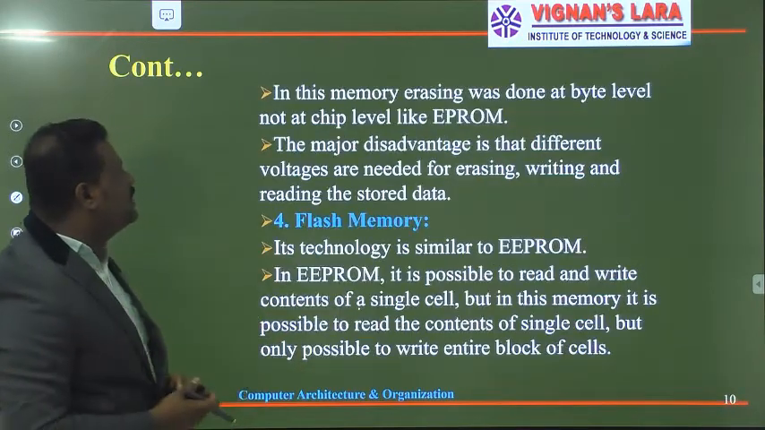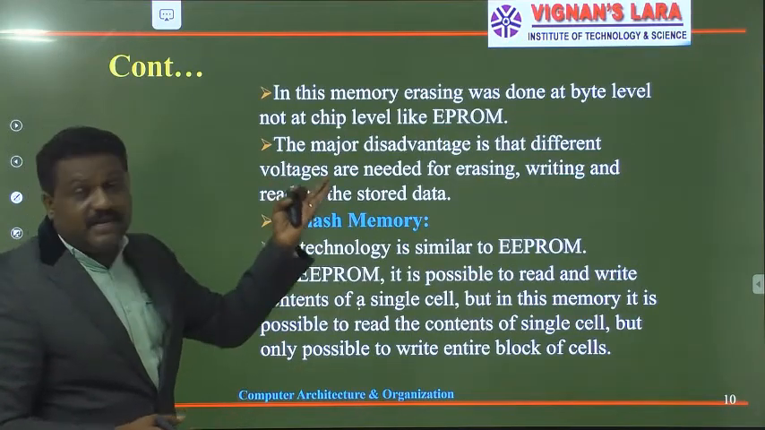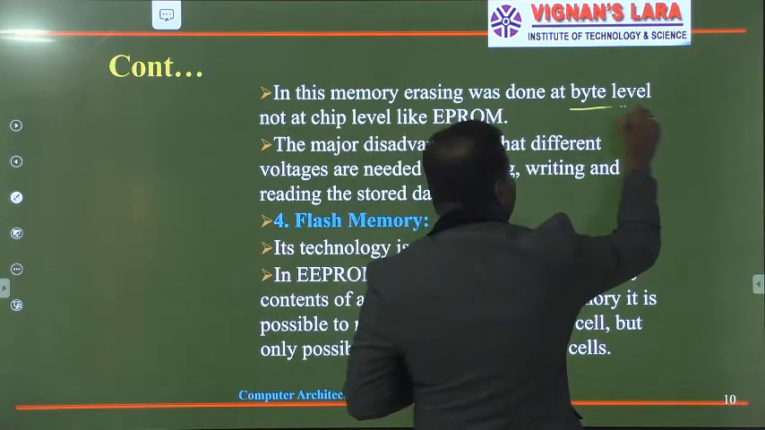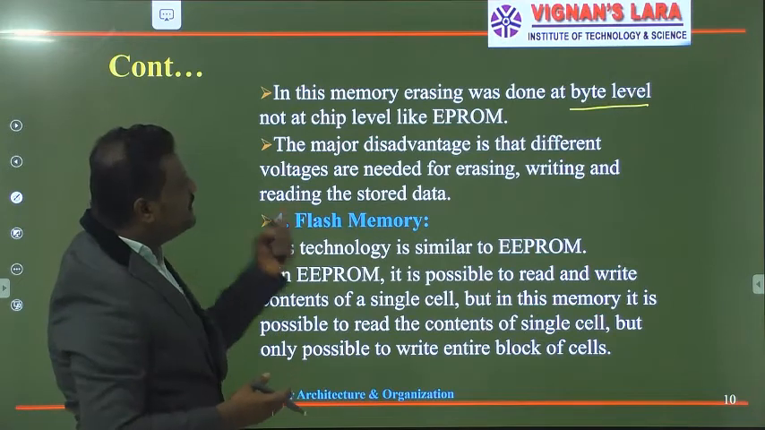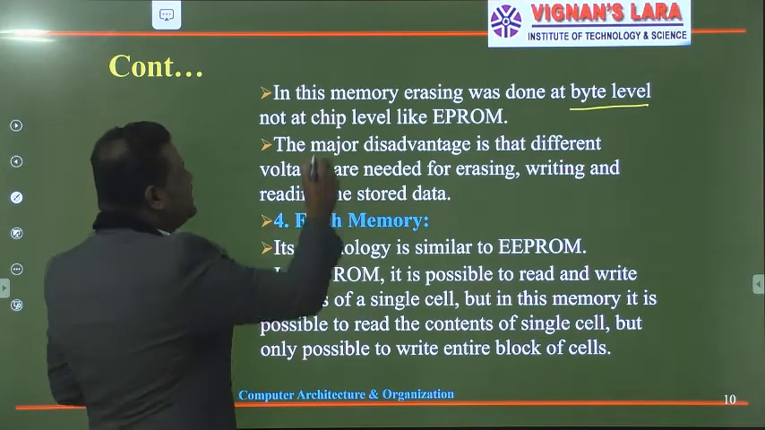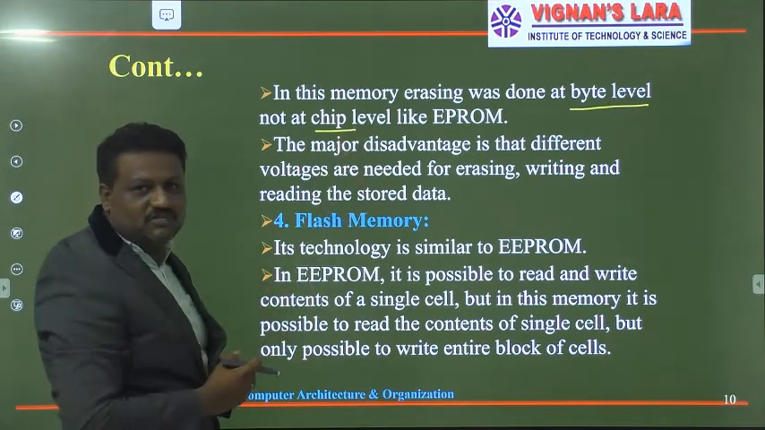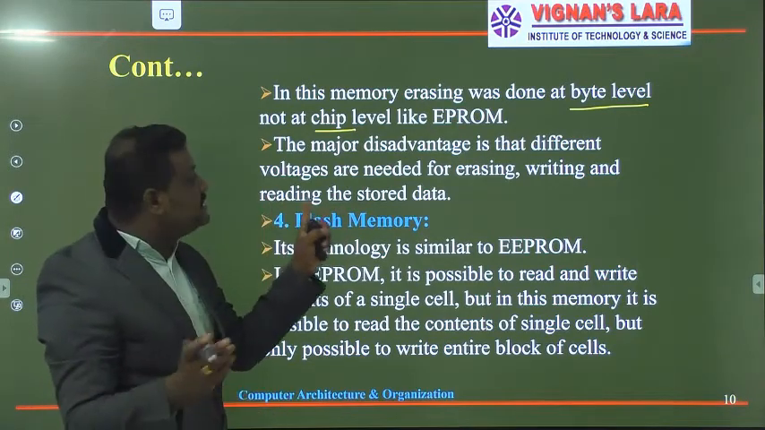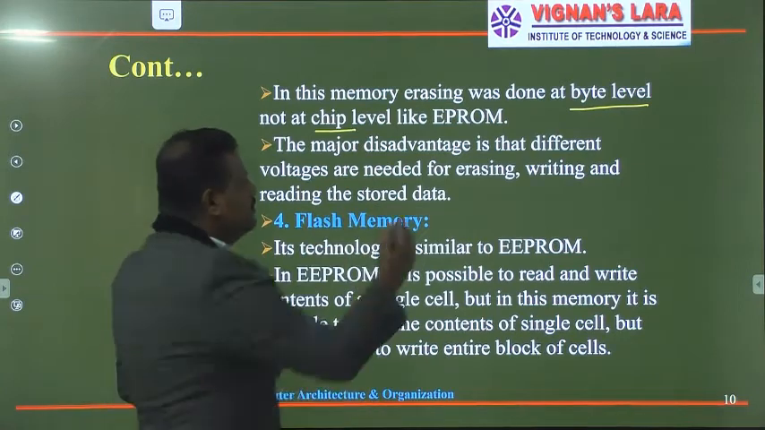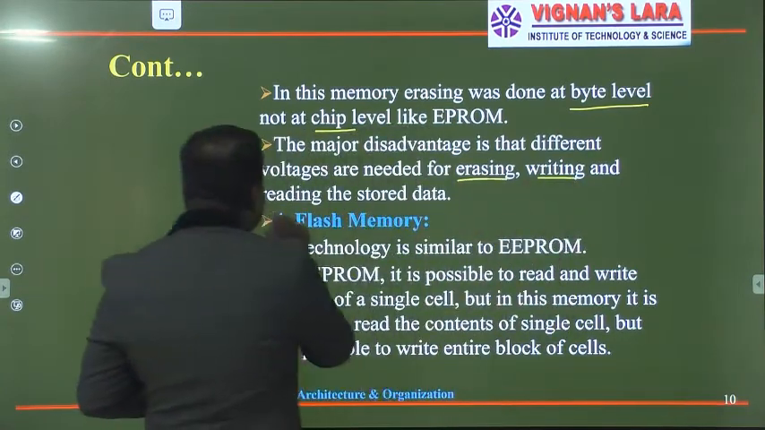So that's another advantage. In this memory, erasing was done at a byte level, which is an important point, not at the entire chip level. But in the case of EEPROM, erasing was done at chip level. That is another advantage. But the major disadvantage is that different voltages are needed for erasing, writing, and then reading the stored data.